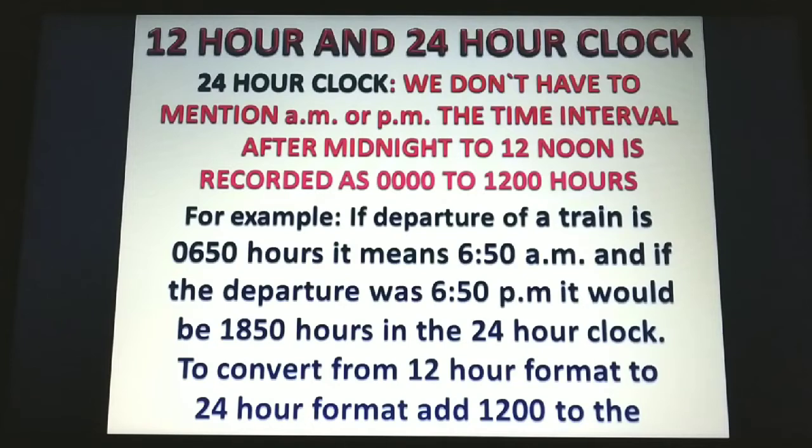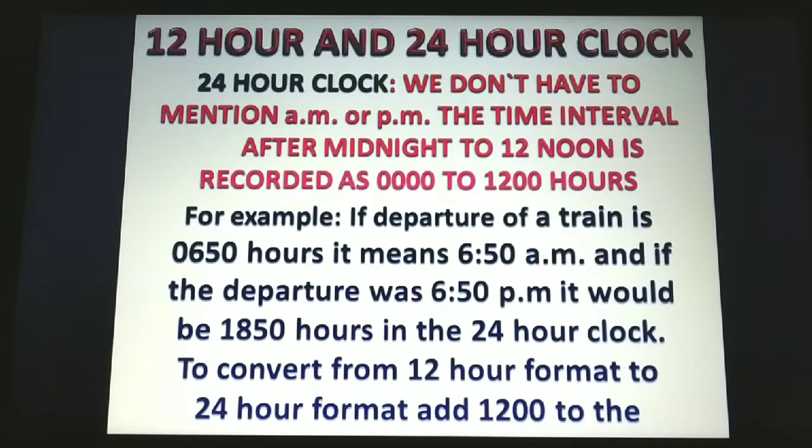Next is a 24-hour clock. We don't have to mention here AM or PM. The time interval after midnight to 12 noon is recorded as 0000 to 1200 hours. For example, if departure of a train is 0650 hours, it means 6:50 AM. But suppose the departure was 6:50 PM instead of AM, in that case it would have been 1850 hours in the 24-hour clock.